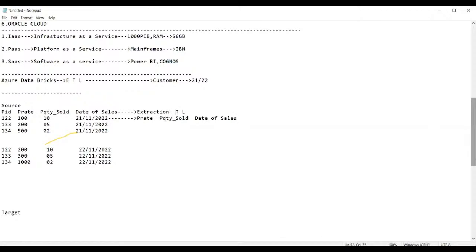Now next comes transformation. Picking up is done. In the transformation, you want to find out the net sales amount each day. So to find out the net sales amount, do we need to perform some arithmetic operations on the data or not? That means some mathematical calculations are required or not? Yes, sir.